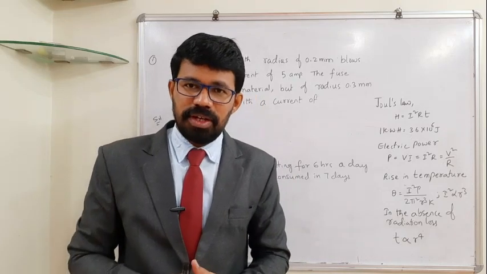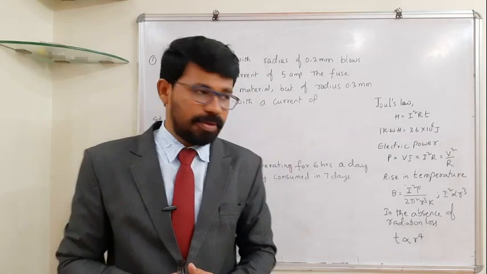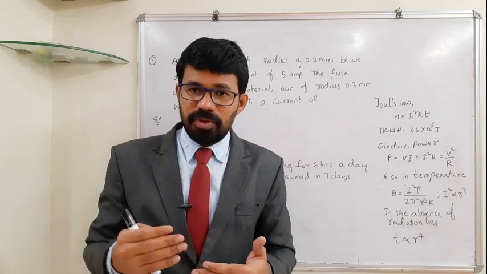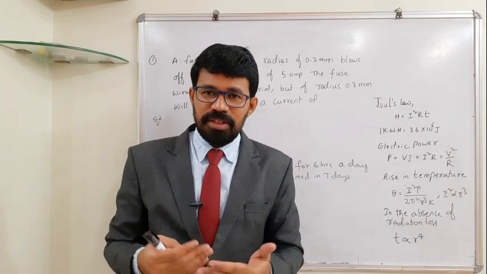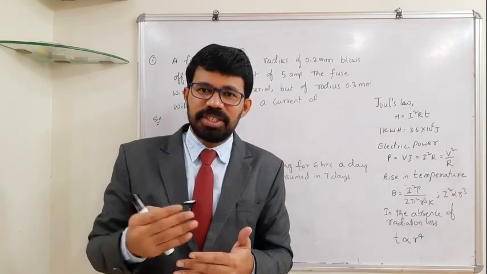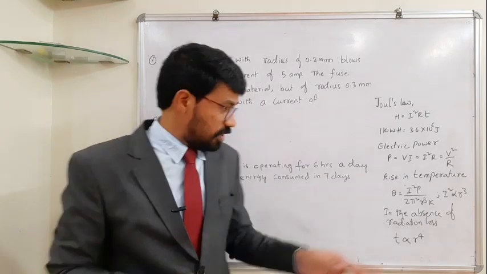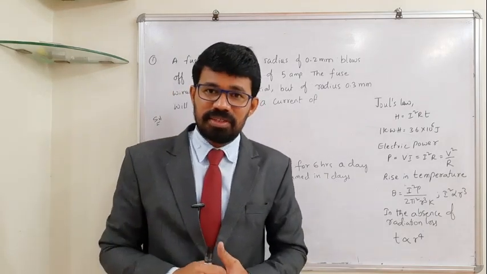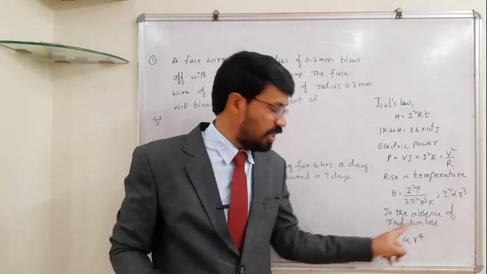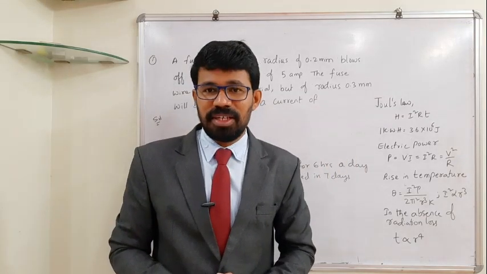When current is flowing in the wire, there will be heat dissipation. When the current is flowing, the wire gets heated up, and when it is at high temperature, it starts radiating energy. If it doesn't radiate energy, very quickly the wire will reach its melting point. So this T is the time in which the wire reaches its melting point. Under what condition is T directly proportional to r power 4? If there are no radiation losses. So these were the conclusions in the earlier session.